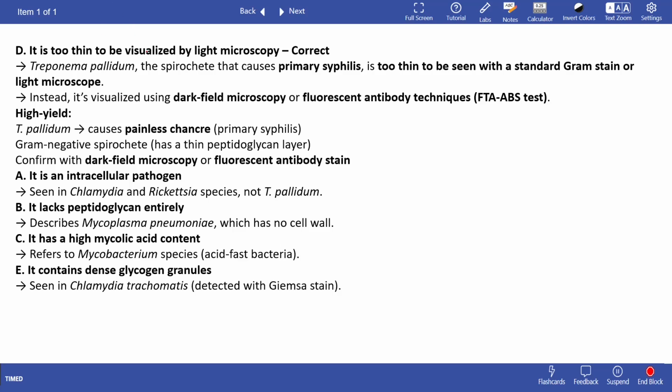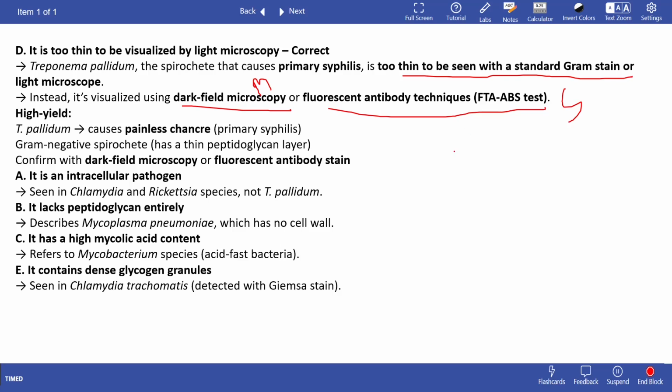Basically, the reason the Treponema organism is not visualized on the Gram stain is because it is too thin to be seen with the standard Gram stain. It doesn't really take up Gram stain well, so it cannot be visualized by Gram stain. Instead, it is visualized by dark field microscopy or the FTA-ABS. So this is basically a serological test, and this is a microscopic test which visualizes it.